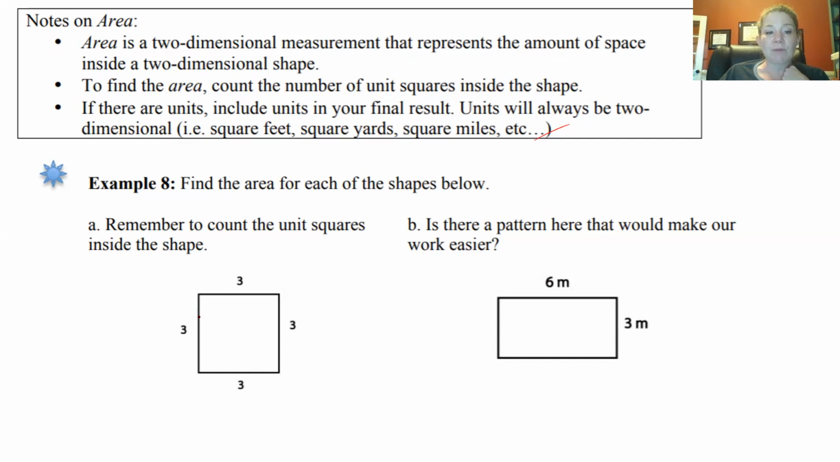So basically they want us to visualize that this is a 3 by 3, right? So if we count these, 1, 2, 3, 4, 5, 6, 7, 8, 9, which is what we would get if we multiplied base times height. 3 units by 3 units is 9 units squared. All right, 6 units by 3 units, we're going to multiply 6 times 3, 6 meters times 3 meters, and we get 18 meters squared.